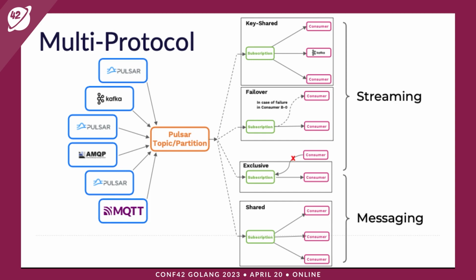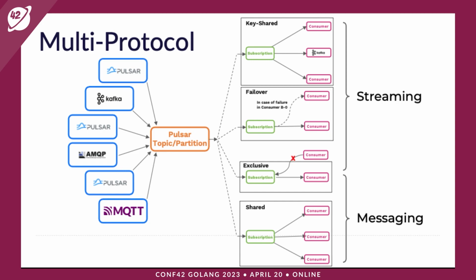On the right, you can see the 4 subscription types supported by Apache Pulsar. These all support either streaming or messaging delivery semantics, which makes it very versatile. As you can see at the top, there's key shared, failover, and exclusive, all that provide the streaming semantics that you're accustomed to when coming from an Apache Kafka system. This allows you to read data in order and process it in order as it was produced to the system.